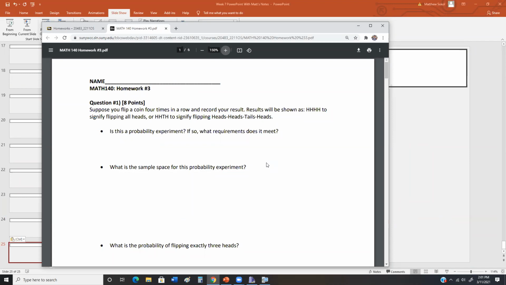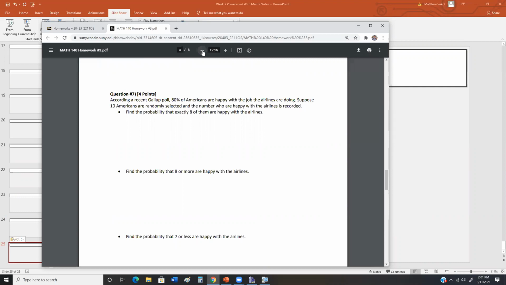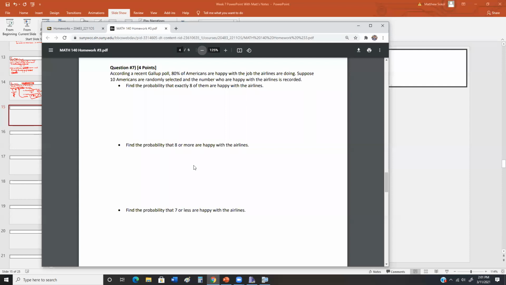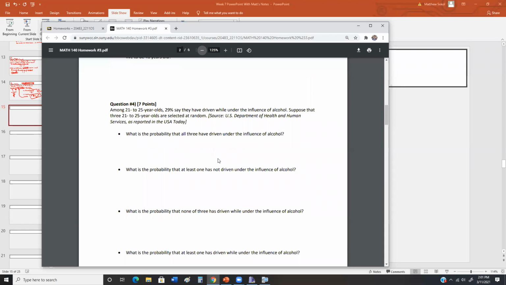If you can do number 7, like the third part of number 7. Okay, yeah. Number 7 is a binom PDF or a binomial problem, right? Is that how you were tackling this problem? Yeah, but the one I was a little stuck on was the third part, where it says, what is the probability that none of three have driven while under the influence of alcohol? Oh, you're not talking about number 7 then. You're talking about number 4? It says 7 points this way. Yeah, number 4, the third part.